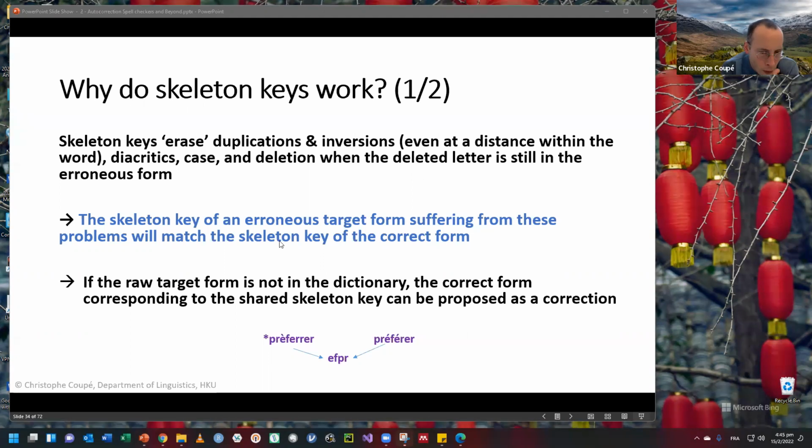Which means that if you have a misspelled form, the skeleton key of this form will be the same as the skeleton key of the correct form. Just like apricot with 2 P's, the skeleton key is the same as apricot with a single P. And then, if you compute the skeleton key of your form and you don't find this skeleton key in your dictionary, the skeleton keys of all the forms in your reference dictionary do not match the skeleton key of the target form, then you may propose the correct form of the shared skeleton key.